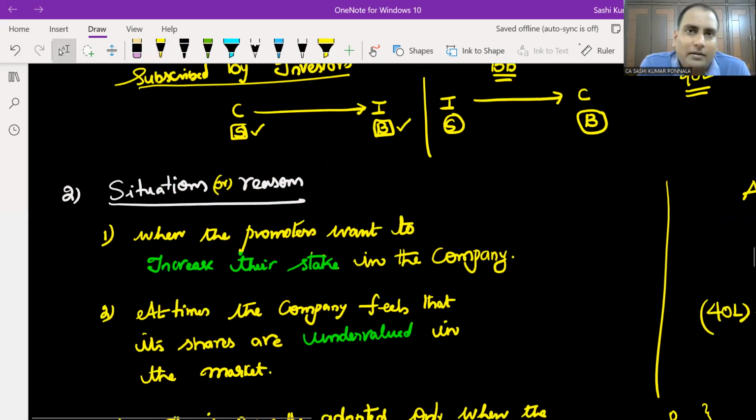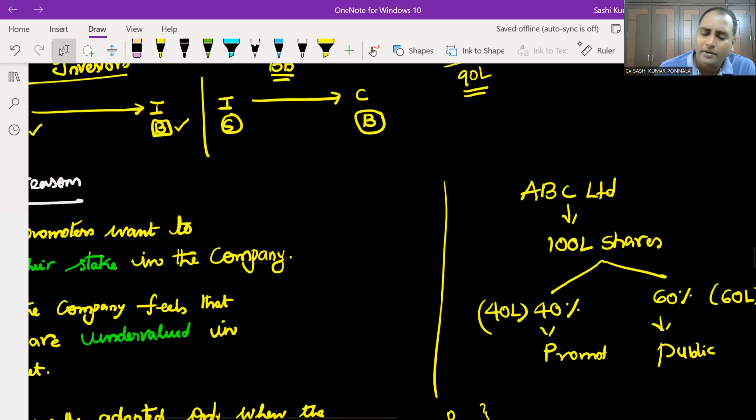Then, the second part, the various reasons. Reason number 1, the promoters or founders of the company want to increase their stake in the company. Let us assume ABC Limited has already issued 1 crore shares in the market. Out of 1 crore shares, 40 lakh shares are held by the promoters. So 60 lakh shares are offered to the public.